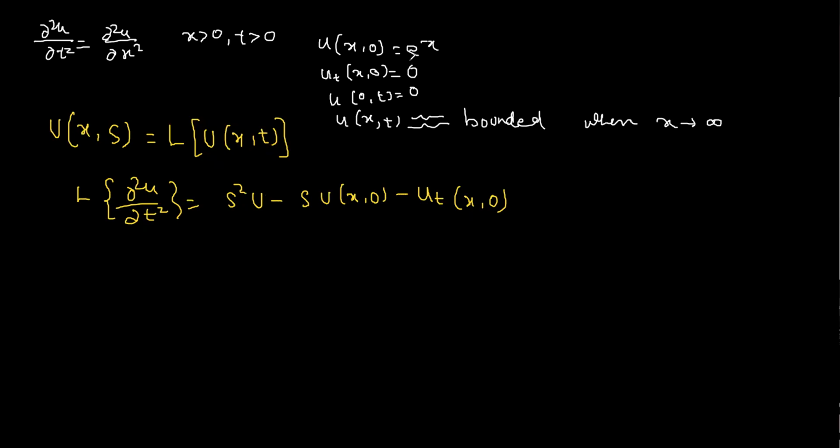Okay. But you have been given some conditions. What? u(x,0) is e to the minus x. So put here e to the minus x, right? And the other condition is this, na? This is 0. So after putting, what are you getting? s square U minus s e to the minus x. Understood?